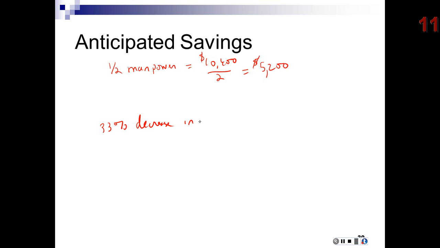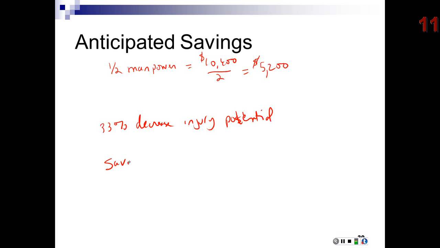Anticipated savings, what are you going to get out of it? Well, one thing is you've got reduced manpower. Instead of requiring 2 operators, now you're down to 1 operator, so we're just simply having the cost of the wages, and now it's $5,200 instead of $10,400. We also estimated in the problem that you'd see a 33% reduction in potential injury, meaning you're saving 33% of the injury costs.